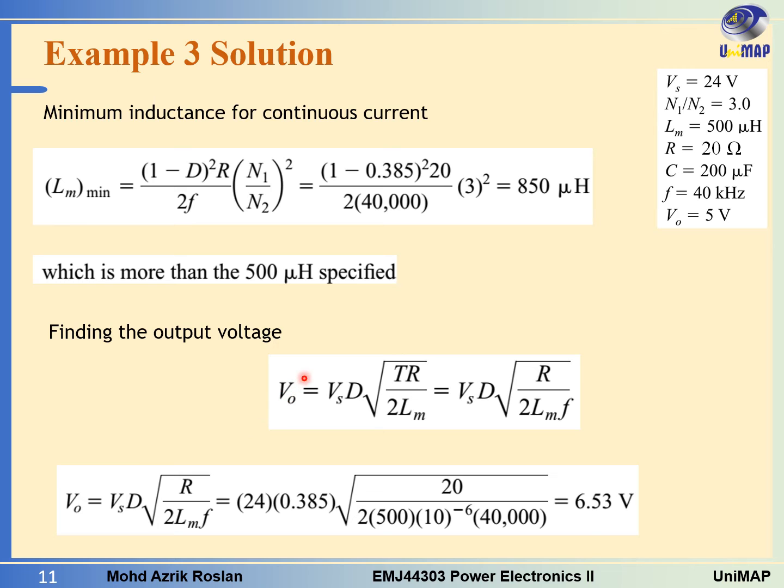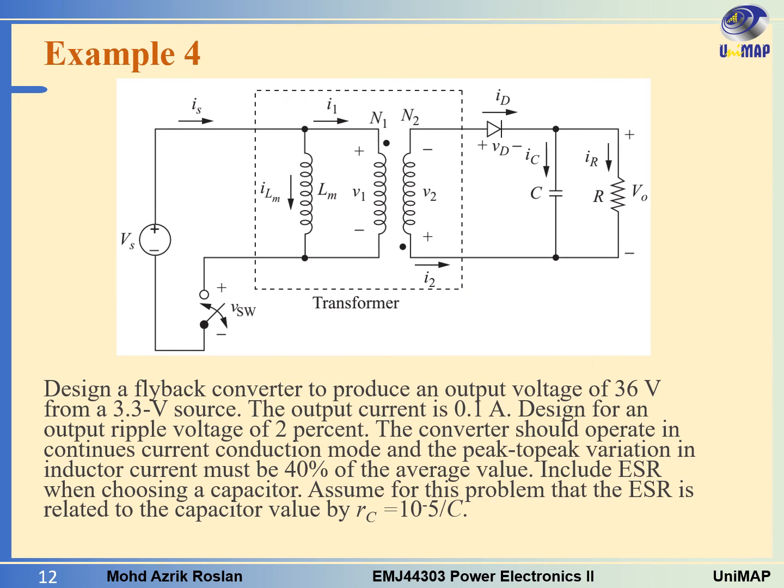And then we need to find the output voltage. As we know that this circuit is already working in DCM, we will use this equation: Vout equals Vs multiplied by D square root of TR divided by 2Lm. When you replace everything here, you will get the value of your output voltage is 6.53.